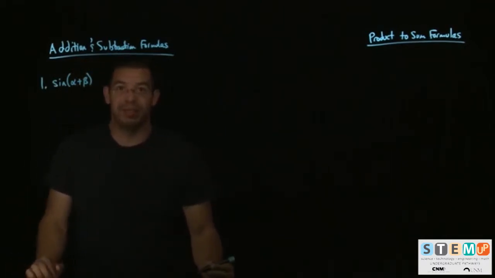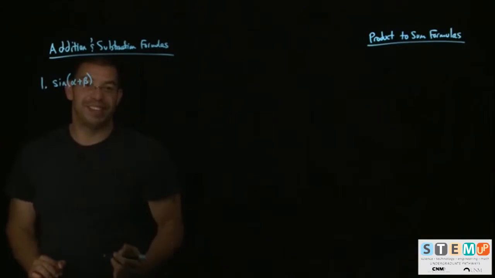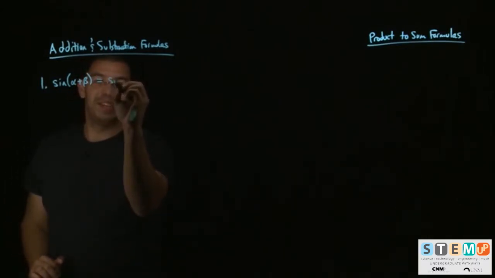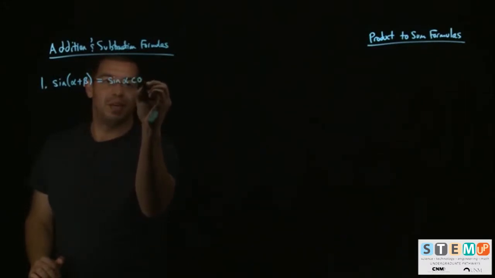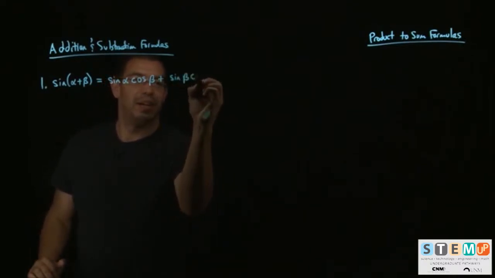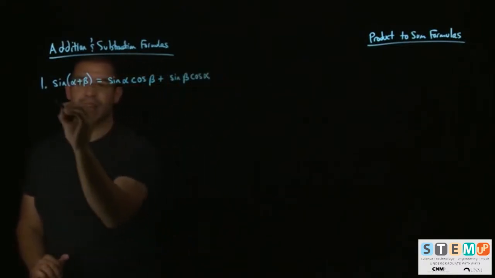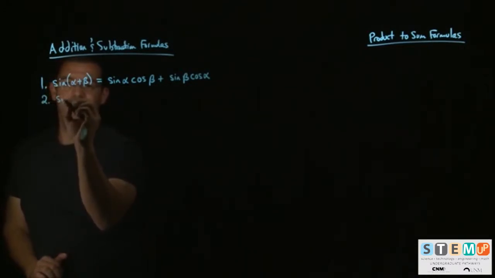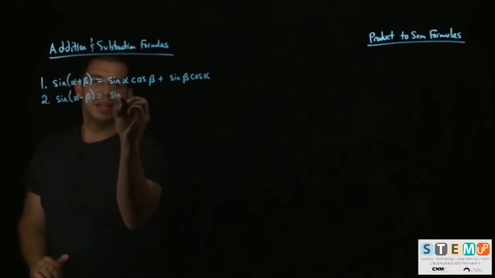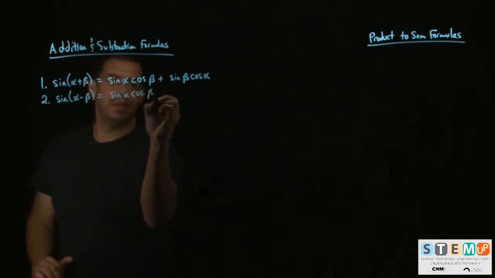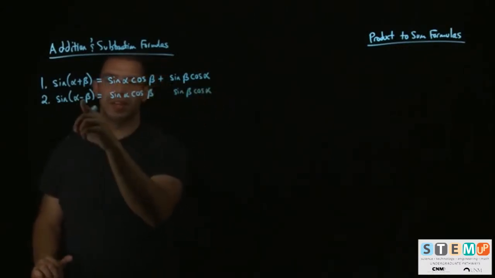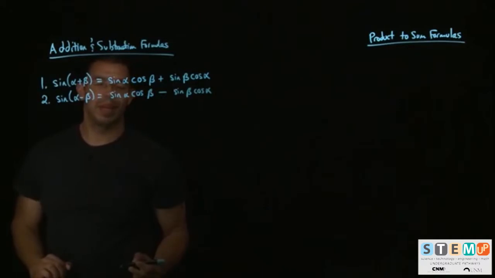So first we have sine of alpha plus beta, or just a plus b. You know, don't fixate on the variables. This could be smiley face and sad face, but I'm going to choose alpha plus beta. So sine of alpha plus beta is sine of alpha cosine of beta plus sine of beta cosine of alpha. The second is sine of alpha minus beta. This is exactly the same, except just like this is negative, we have a negative here.